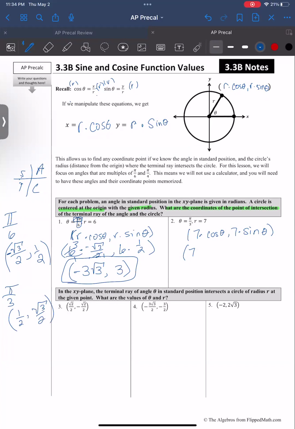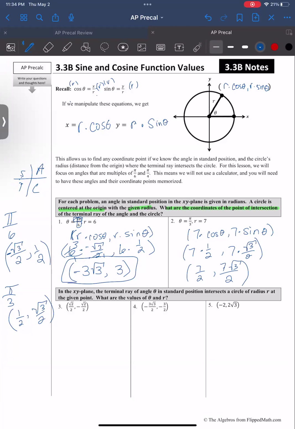Okay, so then I can just go ahead and say, well, 7 times 1 half, comma, 7 times square root of 3 over 2. And that gives me, I'm going to leave it as the fraction, 7 halves, comma, 7 square root of 3 over 2. So those are my 2 points of intersection.